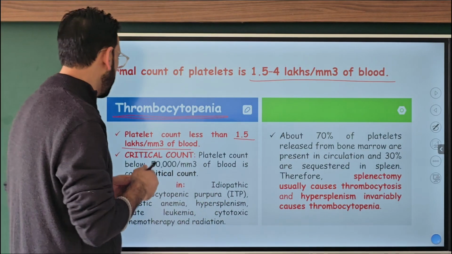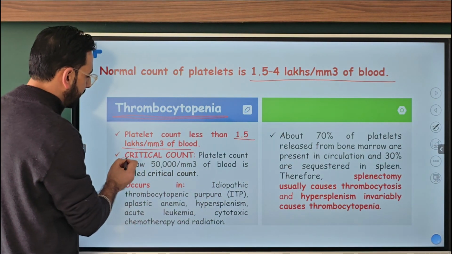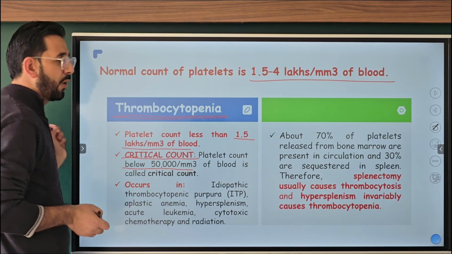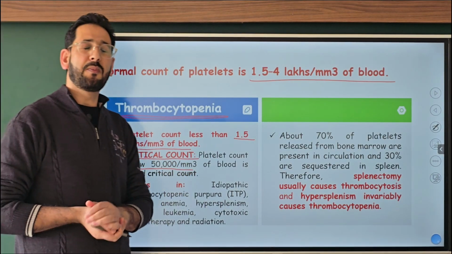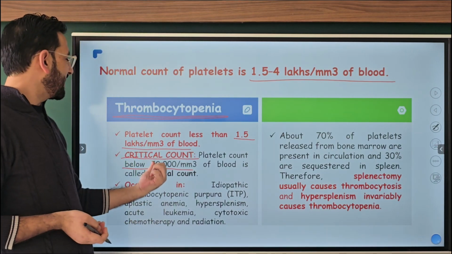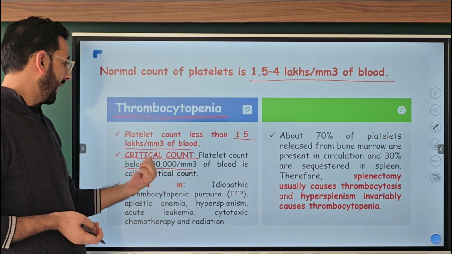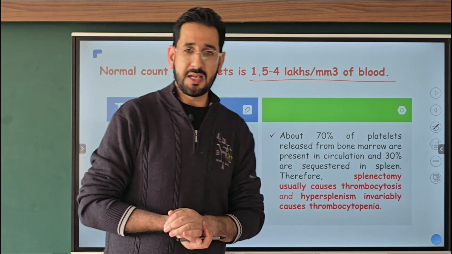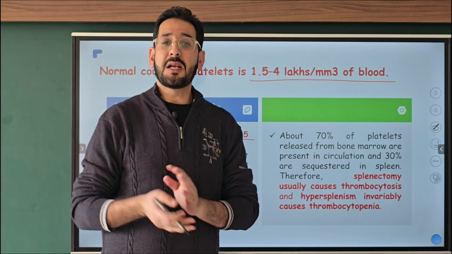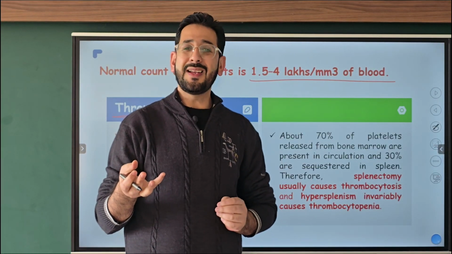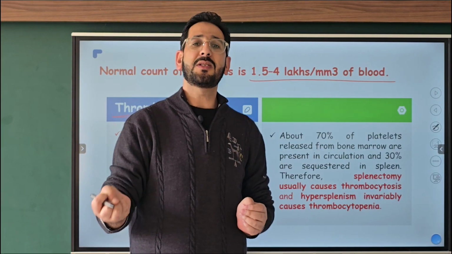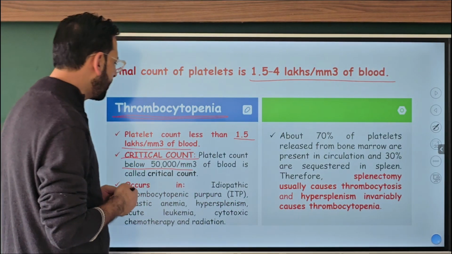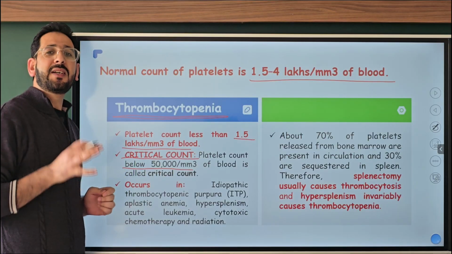millimeter. Okay, now there is something called the critical count, and this critical count is when the platelet count is below 50,000 per cubic millimeter. Okay, it is less than 50,000, where there are more chances of bleeding, and the chances of the bleeding stopping are very low, because platelets have to play an important role there. And if the platelet count is less than 50,000, that is called the critical count. Now, what are the conditions that will decrease the platelet count?